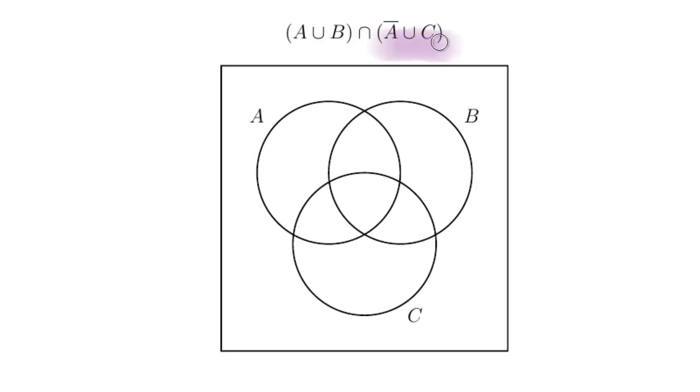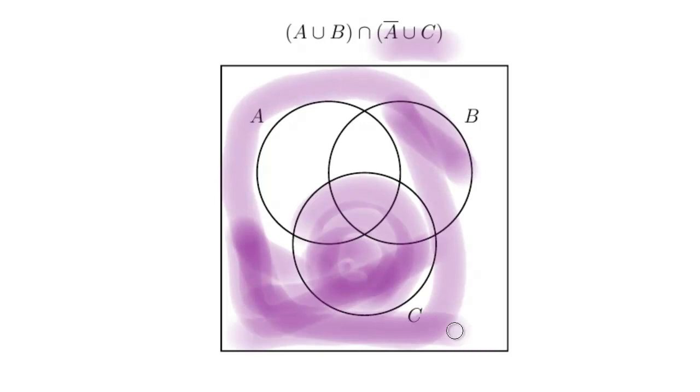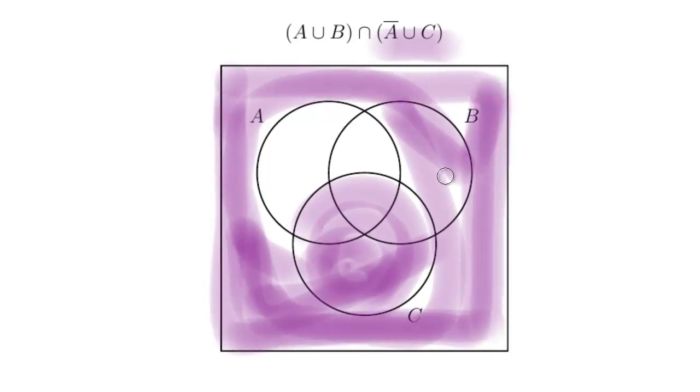Let's first draw A complement union C. This is everything that is either in C or is not in A. So I can draw everything in C and everything that is not in A, which includes some of the stuff that's in C. And everything I've shaded purple is now this complement A union C.